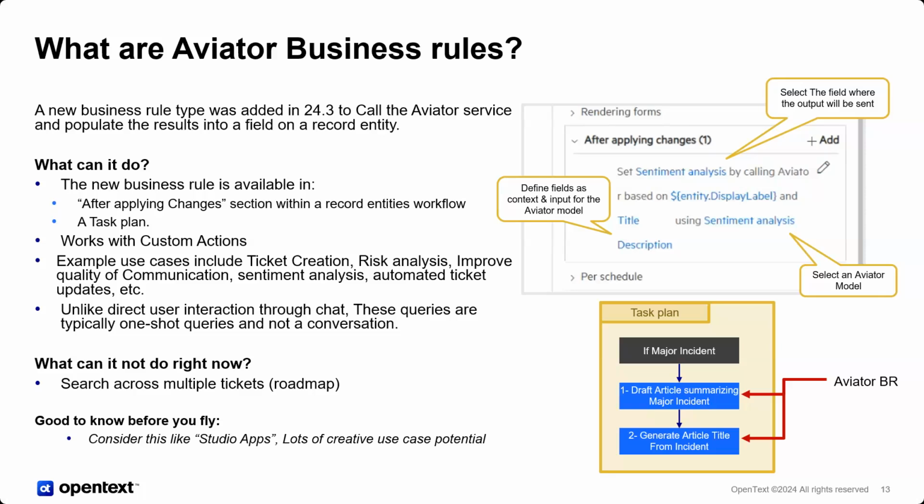Now, one thing that you can't do right now is search across multiple tickets. At the moment, the Aviator in general doesn't have the ability to, should we say, look across the incident or the other incidents or problem records to provide an answer. But that is part of our overall plans, and you may see it in our next release later this year. But I don't want to steal the thunder of our next set of release readiness calls.